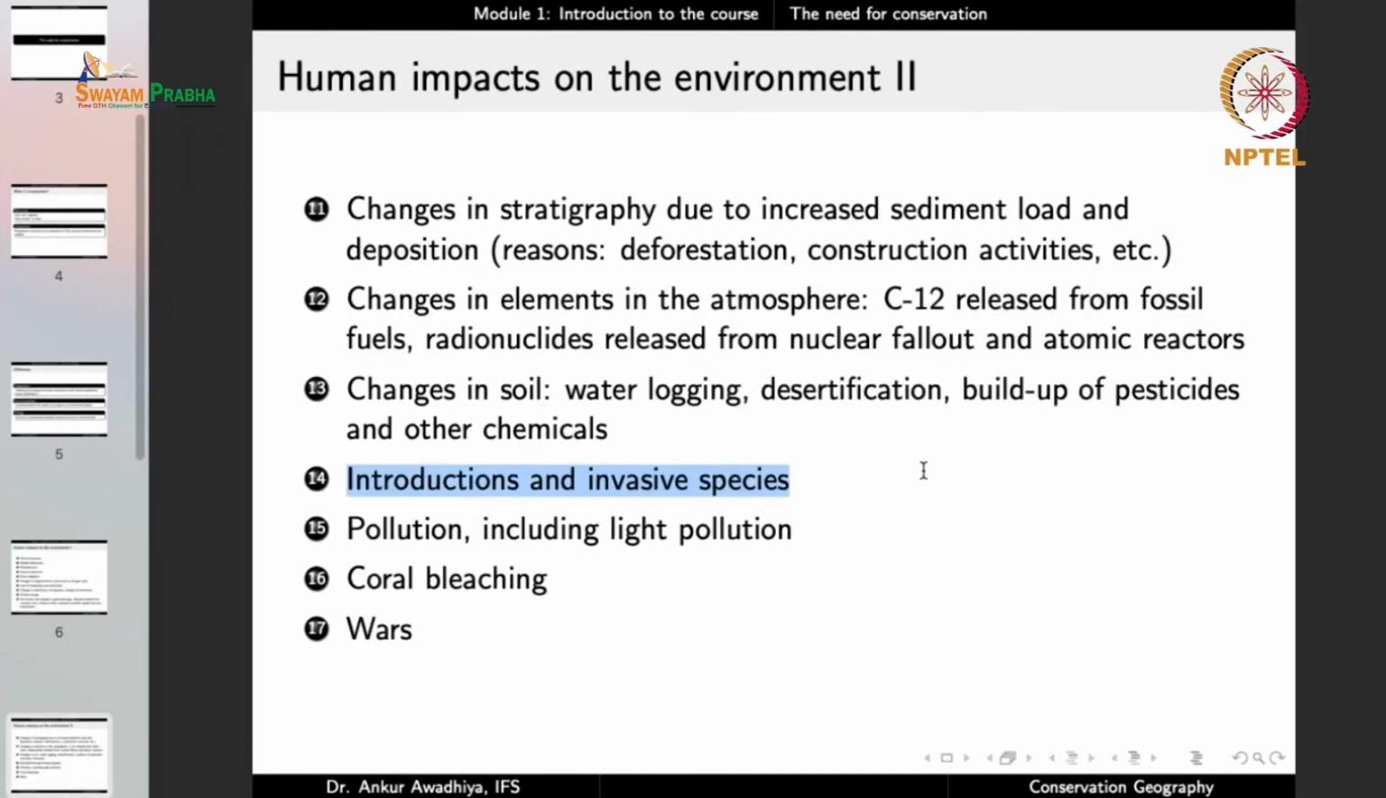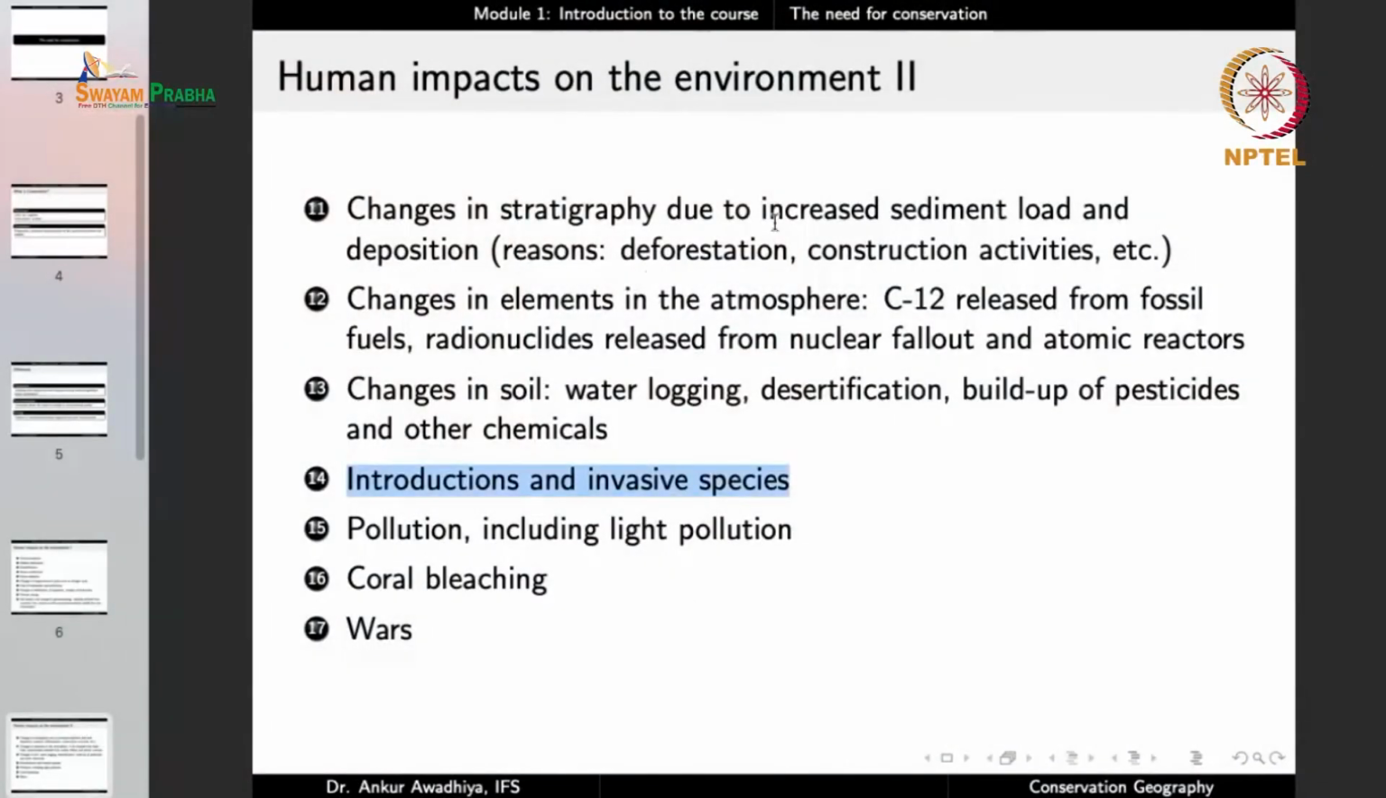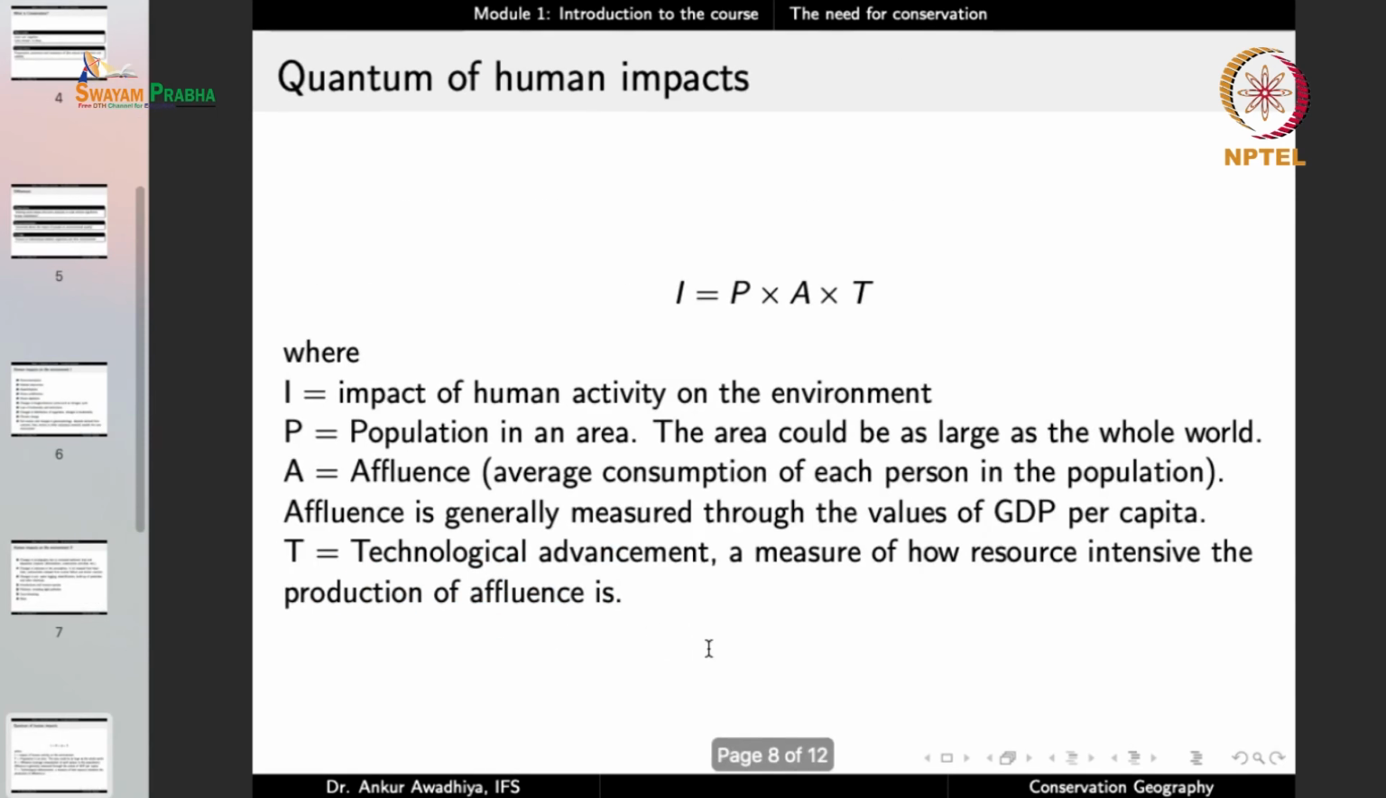So the native plants are not able to compete with Lantana camara. Now, this would not have happened if humans had not brought this plant from Africa into India. So we are now observing introductions of organisms into newer habitats. We are now observing invasive species that are spreading into different areas, destroying the habitats. Another impact is pollution, including light pollution. We are observing coral bleaching and death of corals, and we are observing large-scale habitat destruction because of wars.